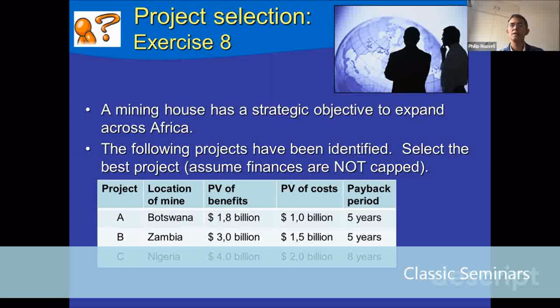Project B is located in Zambia. The PV of the benefits is 3. The PV of the costs is 1.5, and the payback period is 5 years. Then project C is located in Nigeria. It has a PV of benefits of 4, a PV of costs of 2, and a payback period of 8 years. Which project would you select? Please justify. I'll give you a minute or two in order to decide that.